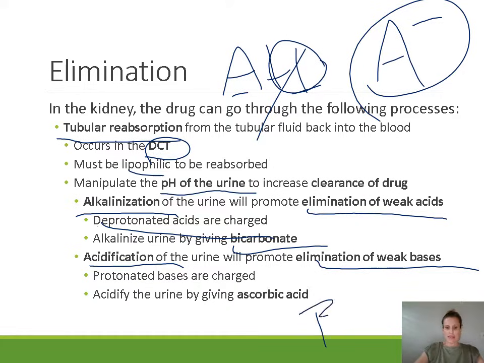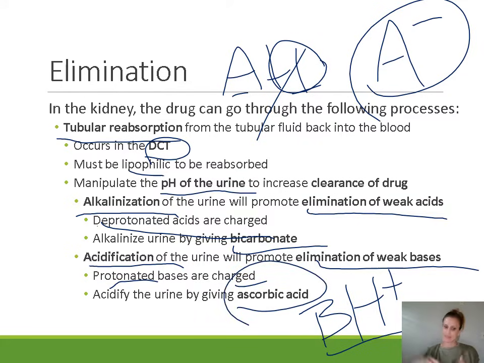Remember, when we look at bases, the base with its proton, with hydrogen, is charged. So if we put the base in a really acidic environment, there's plenty of hydrogen ions available. So the base will have this hydrogen ion, it will be charged. If it's protonated, right, or charged, then it's not lipophilic, right? So it won't cross membranes, it won't be reabsorbed. We acidify the urine by giving ascorbic acid.